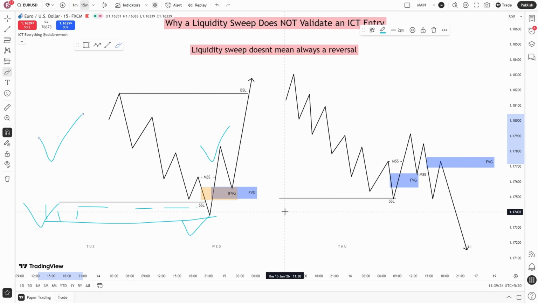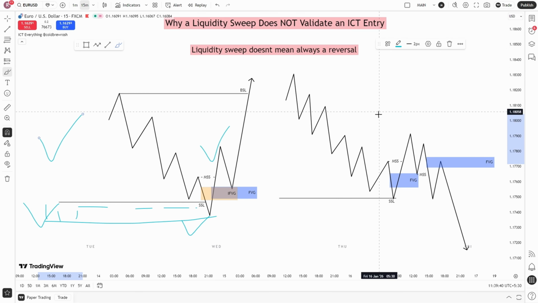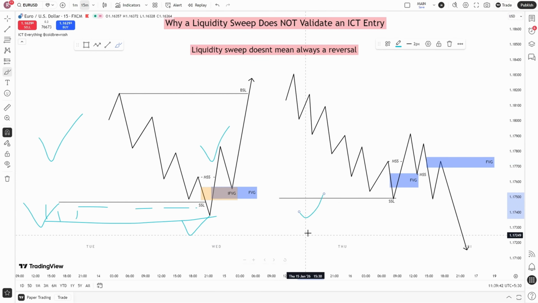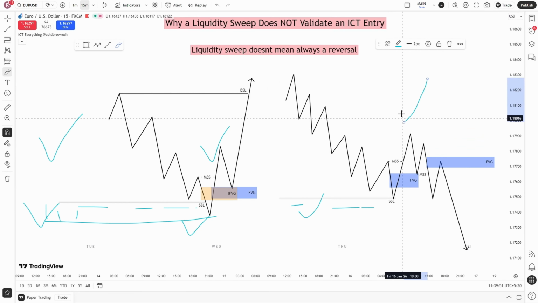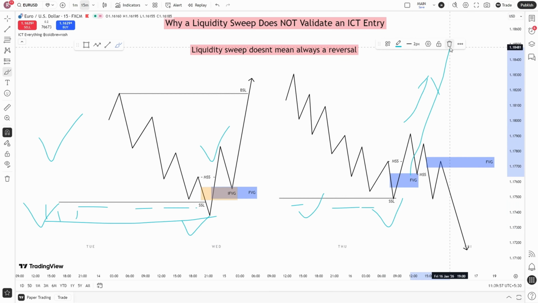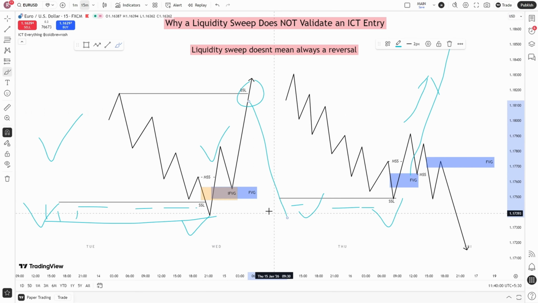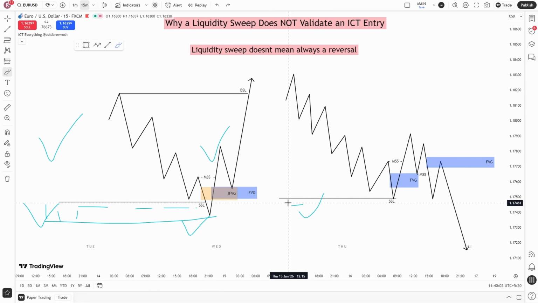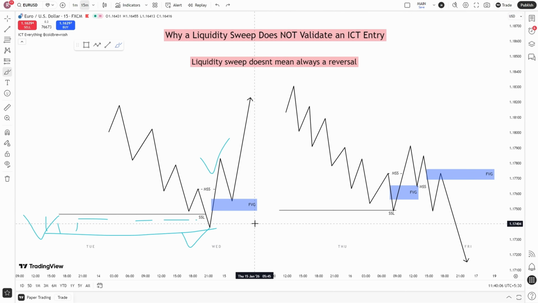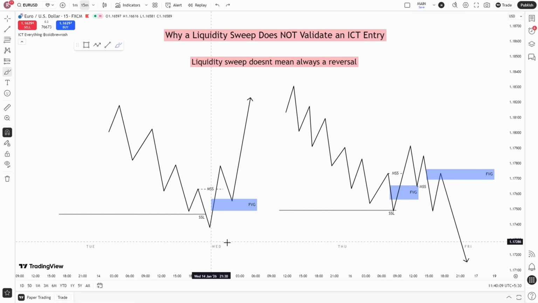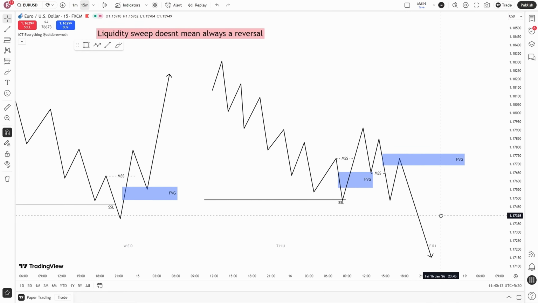Now let's move to the second example, because this is where things start to break down for most traders. In this second scenario, we once again have sell-side liquidity taken, and this is where the problem begins. Subconsciously, almost every trader immediately expects a reversal here. Why? Because for years we've been conditioned to believe that after sell-side liquidity is taken, we should buy, and after buy-side liquidity is taken, we should sell. This belief becomes automatic. Traders stop waiting for the market to speak and start anticipating what they think should happen next. But liquidity does not tell you direction.